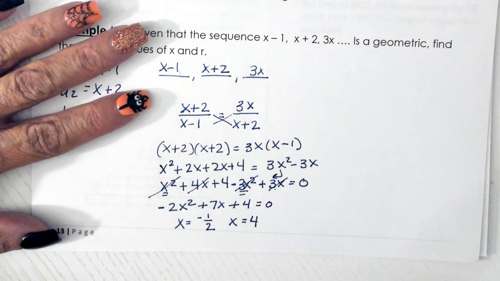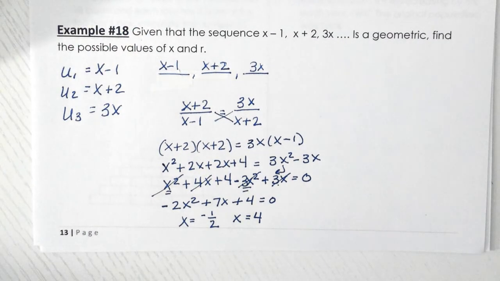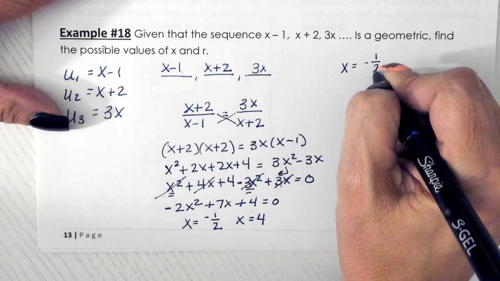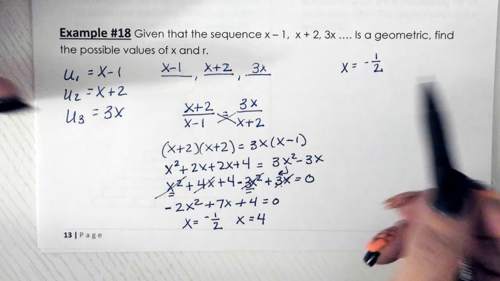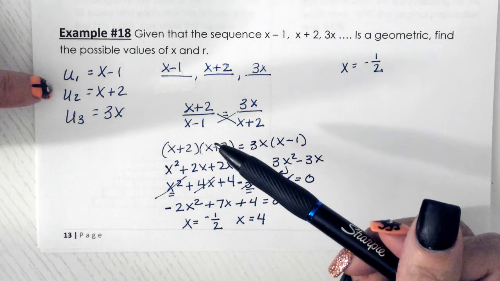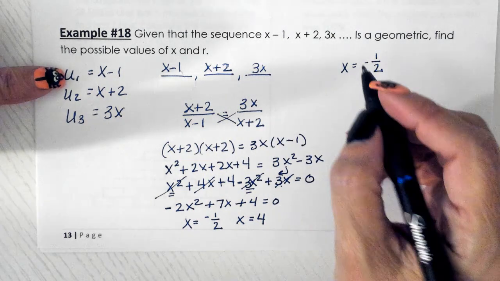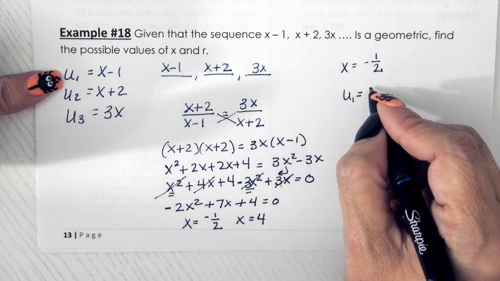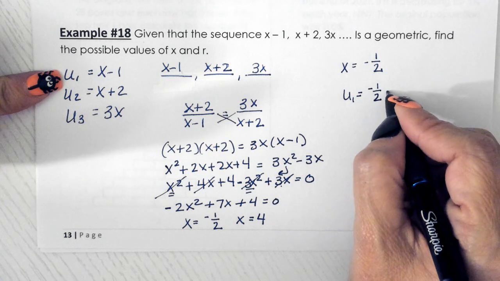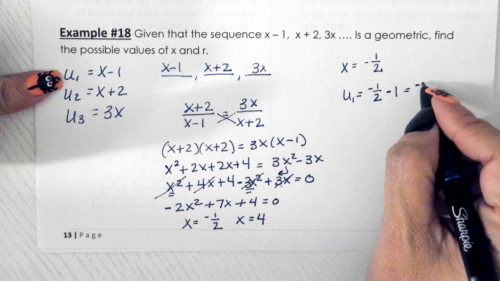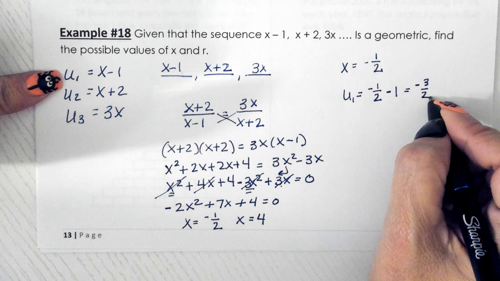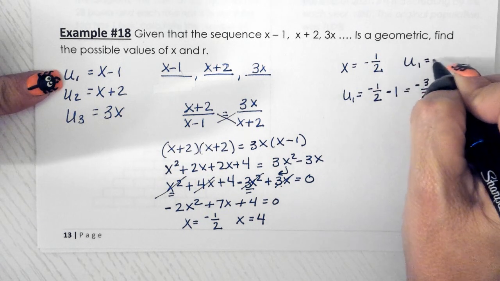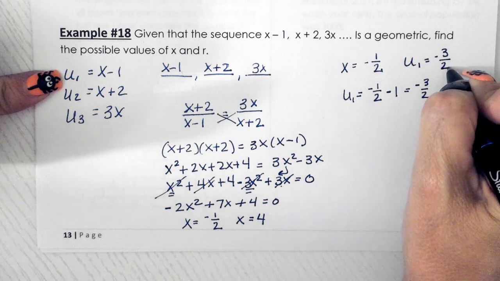So because it's geometric, it could be either one. Two scenarios. So I'm going to have x equals negative 1/2. If x is negative 1/2, can we find the first term? We can. So we're going to have x minus 1. So u sub 1 would be negative 1/2 minus 1, which is negative 3 over 2. So in this scenario, x is negative 1/2 and u1 is negative 3 over 2.